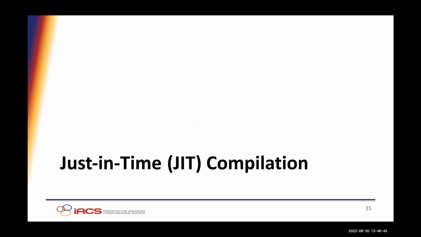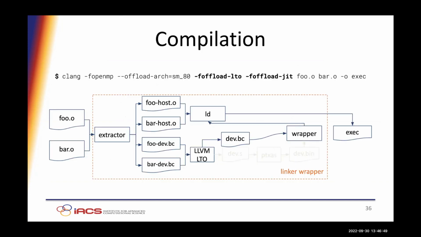Yeah, thanks, Joseph. Now I will talk about the just-in-time compilation. The compilation flow of JIT is built on top of the new offloading driver and LTO Joseph just introduced. And an extra compiler flag, offload JIT, is added. Internally, inside the linker wrapper, after LTO, the compilation basically just stops at generating LLVM bitcode and then embeds it into the wrapper. All the remaining steps are the same.